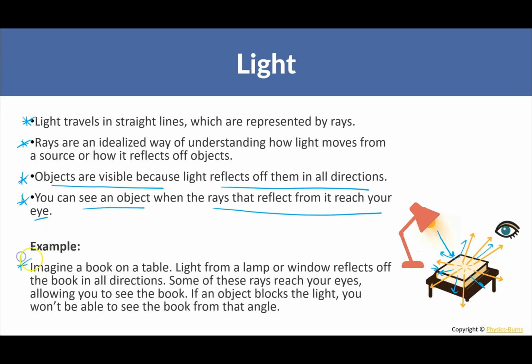Imagine a book on a table. Light from a lamp or window reflects off the book in all directions. Some of these rays reach your eyes, allowing you to see the book. If an object blocks the light, you won't be able to see the book from that angle.